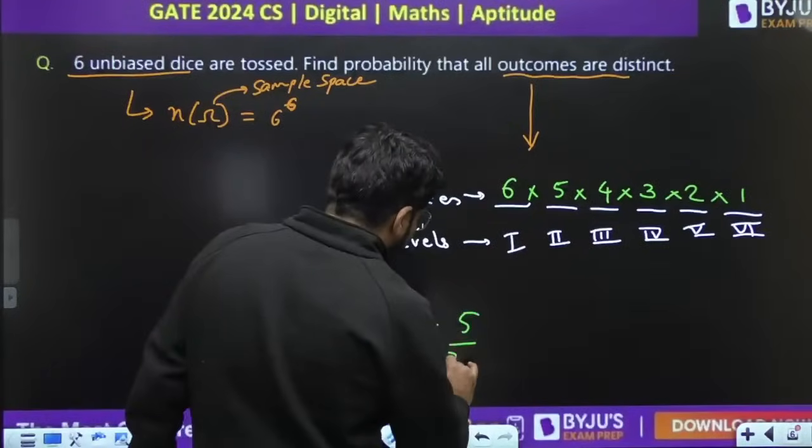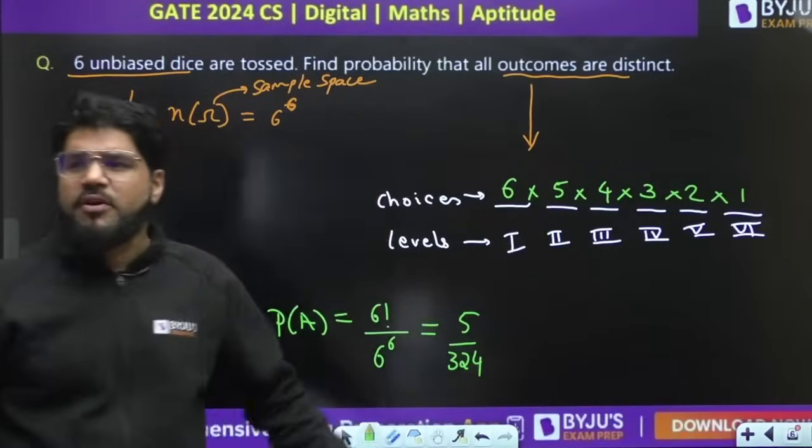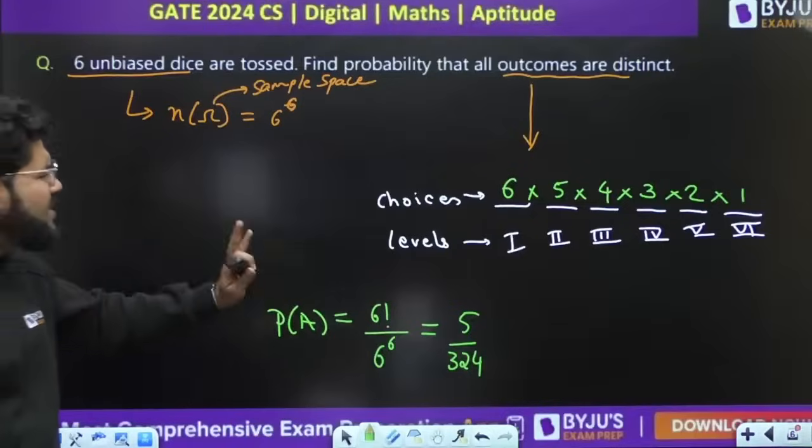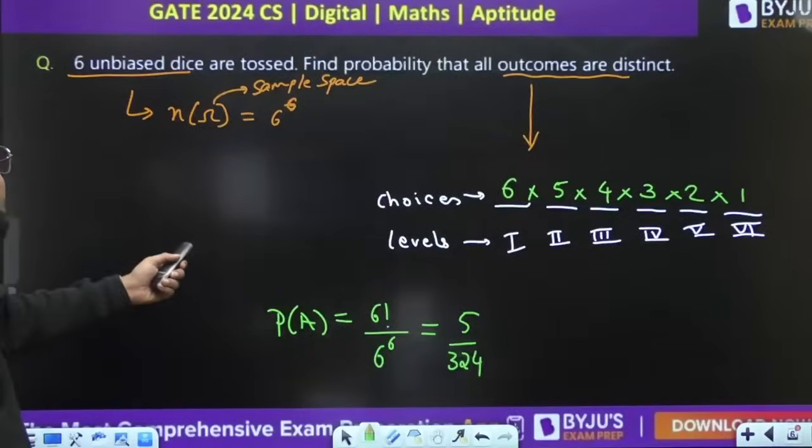Okay. Yeah. So 5 by 324. Okay, this should be one of the options. 5 by 324. You can check the calculation later. Let's go to the next question then.